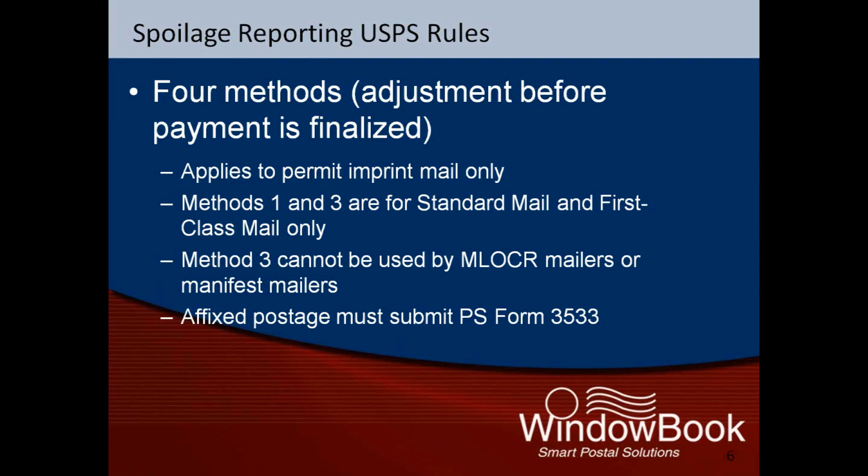The 4 methods that are listed in the guide apply only to permit imprint mail. Mailers using a fixed postage, such as stamps, pre-canceled stamps, or meter postage, must use the manual method of submitting a refund request using Postal Service Form 3533. Methods 1 and 3, which we'll cover in a moment, can be used for standard or first-class mail only. And Method 3 cannot be used by MLOCR mailers or manifest mailers. We'll discuss each one of the methods individually in a moment.